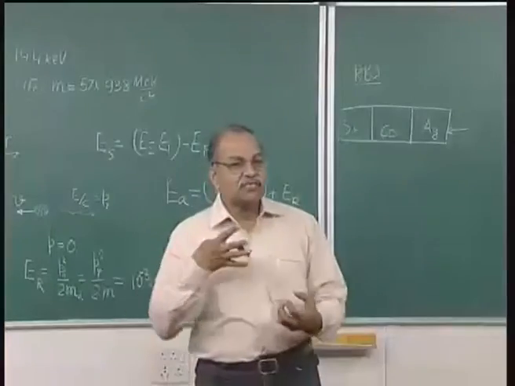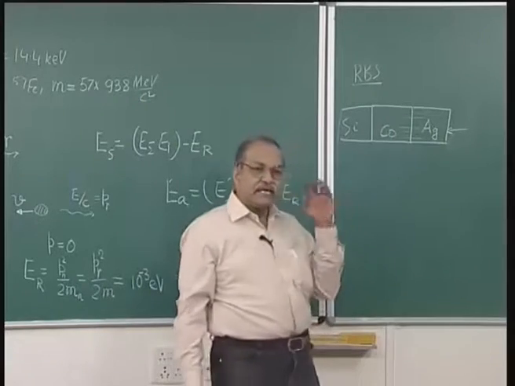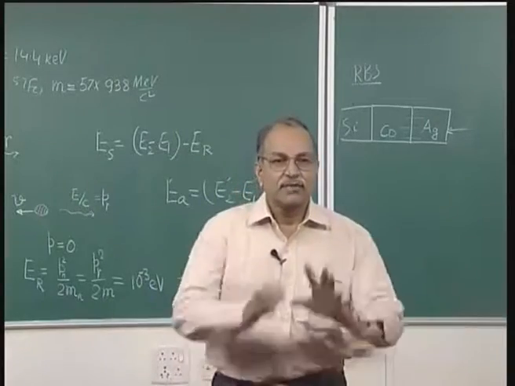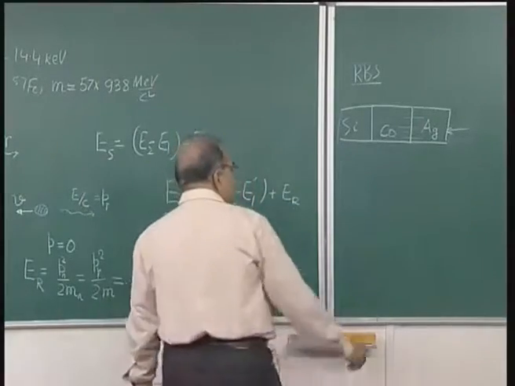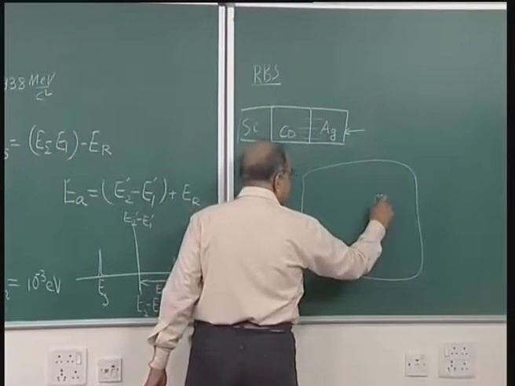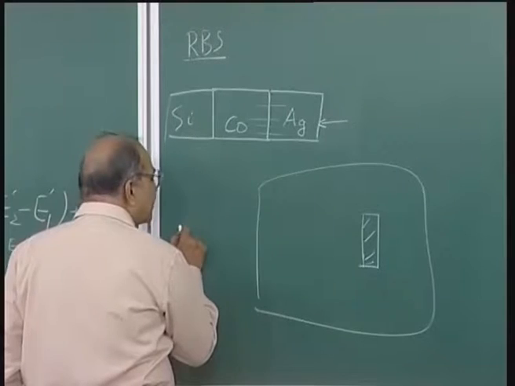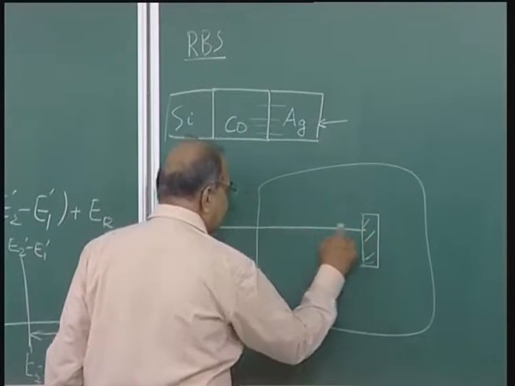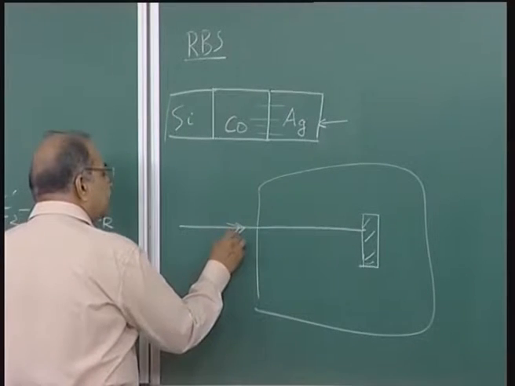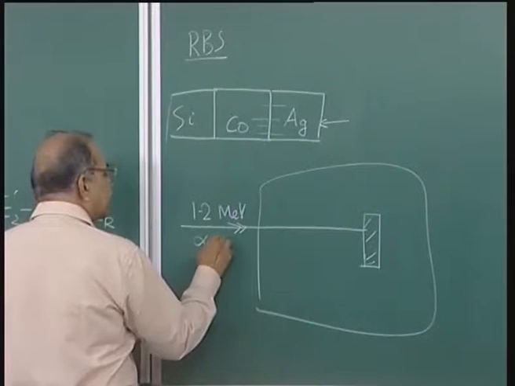So, they want to know how much is cobalt as a function of depth, how much is silver as a function of depth. These kinds of situations can be handled with this Rutherford backscattering. What is the experimental setup? You have some kind of a vacuum chamber in which you put the material, this is the material, and then you send an alpha particle beam. Generally it is done with alpha particles, but it can be done with other things also, a proton beam also. So, this beam is of 1 MeV, 1 to 2 MeV type of alpha particle beam.